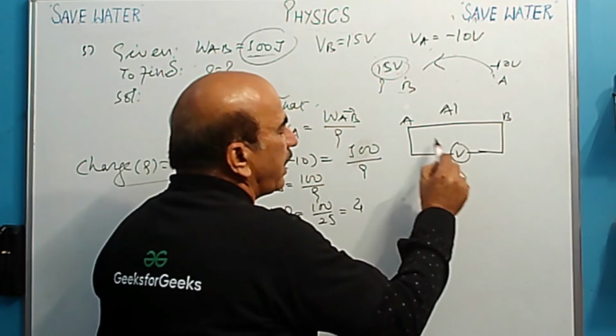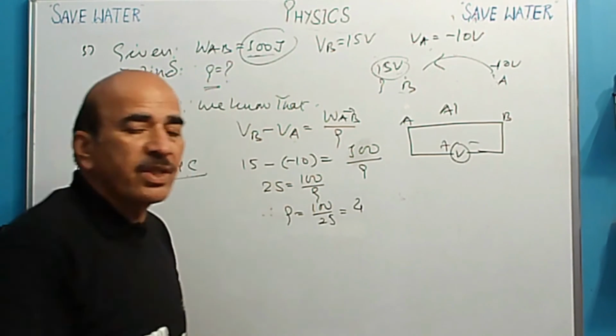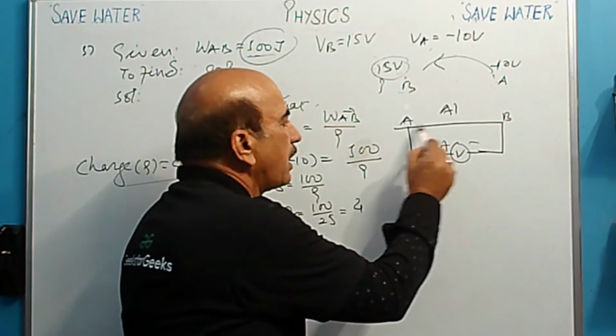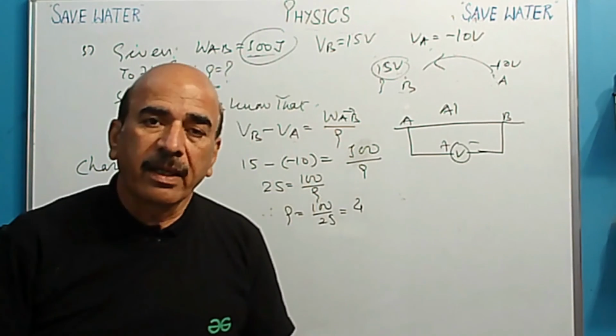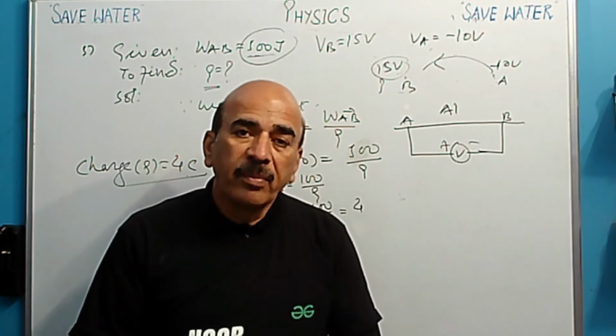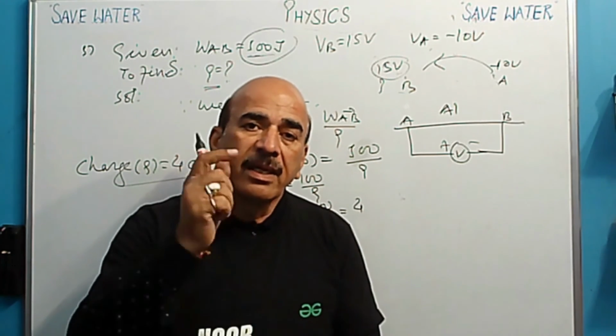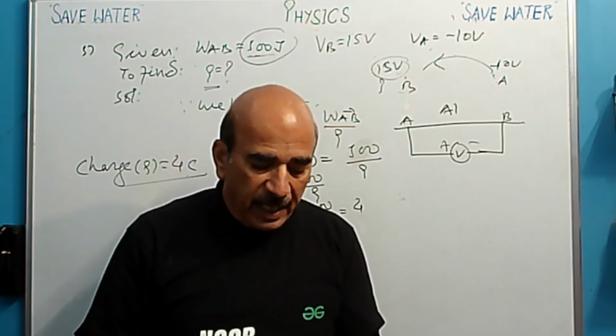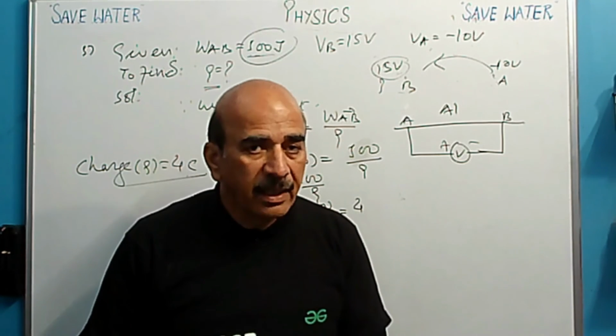So voltmeter जो है, it is a device which is used to measure the potential difference across the ends of a conductor. And what is a voltmeter? How does it measure the potential difference? We shall be doing in the next session. So now let's move to the next session, right?